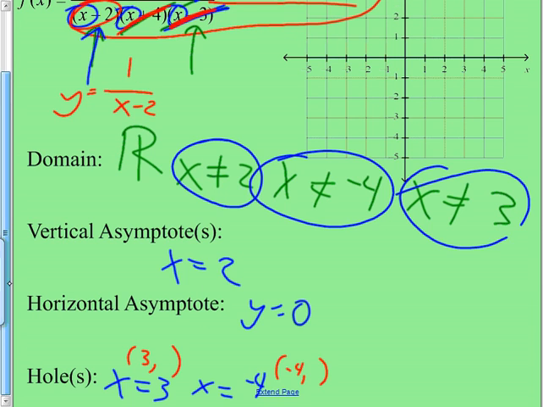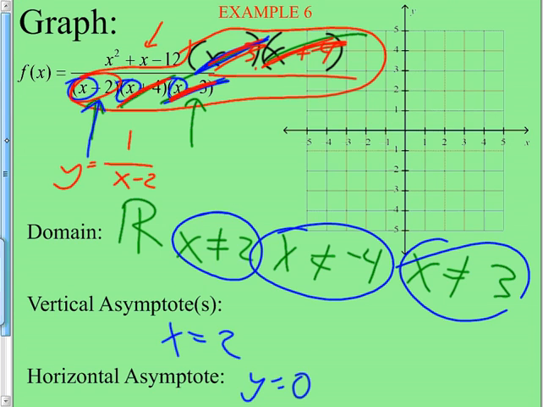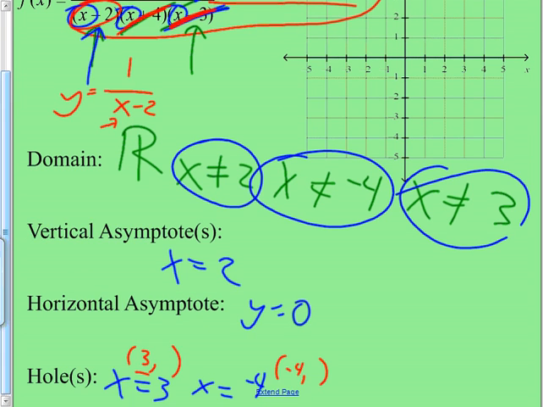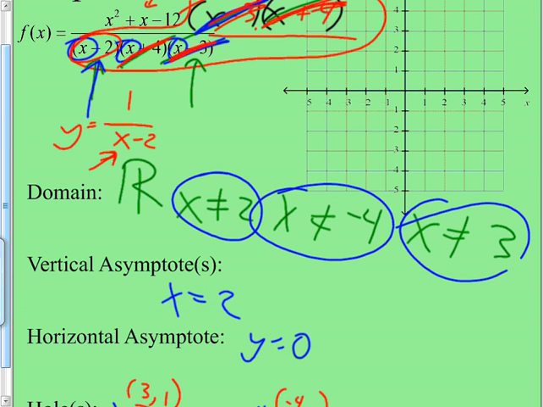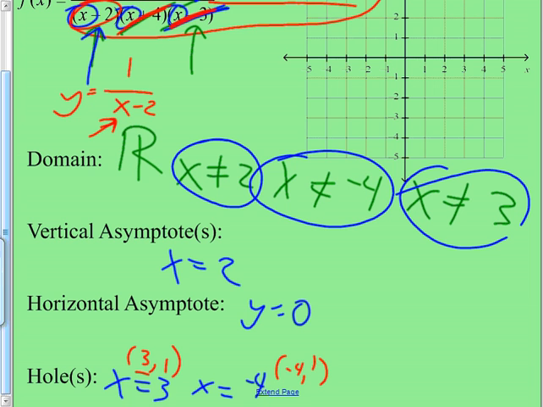So if I want to stick in a 3, see, for this, that 3 goes in here, and it's 1 over 3 minus 2, which is 1. 1 over 1 is 1. How many of you could have gotten that part? Okay, good. And the other part is negative 4 goes in here. And I have negative 4 minus 2 is negative 6. 1 over negative 6. Those are the exact spots where the holes would be.